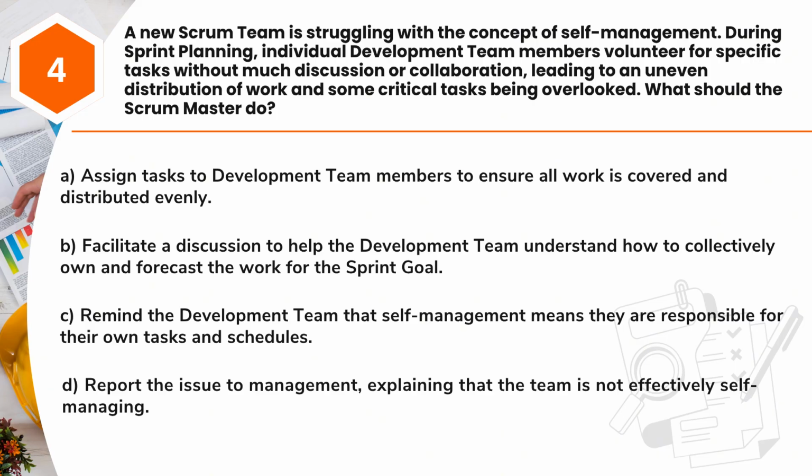A. Assign tasks to development team members to ensure all work is covered and distributed evenly. B. Facilitate a discussion to help the development team understand how to collectively own and forecast the work for the sprint goal. C. Remind the development team that self-management means they are responsible for their own tasks and schedules. D. Report the issue to management, explaining that the team is not effectively self-managing.